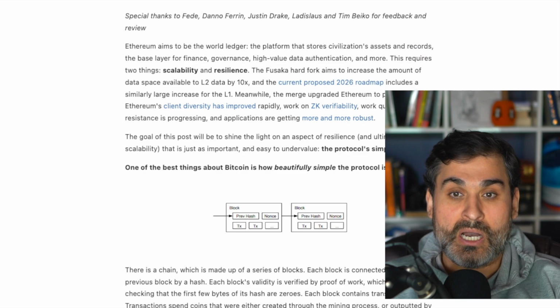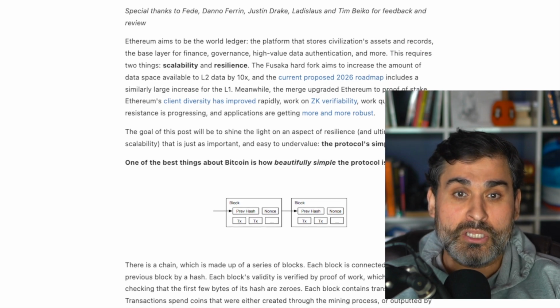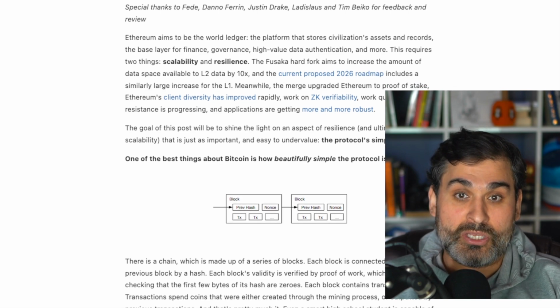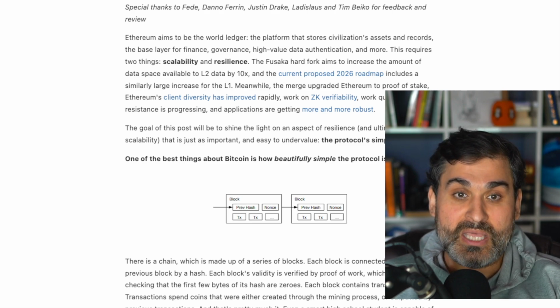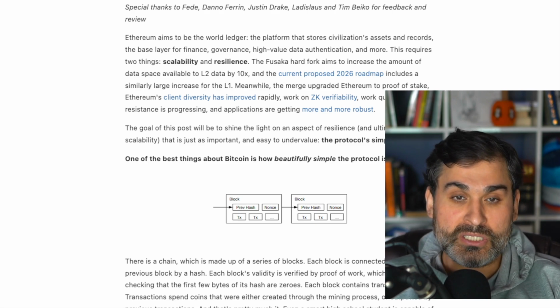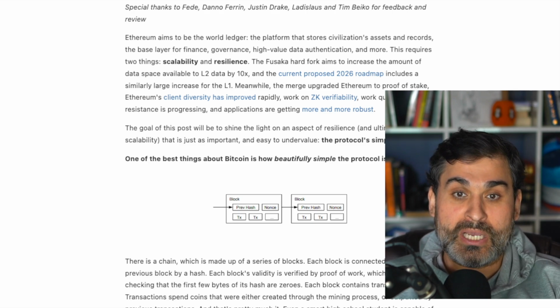The Fusaka hard fork aims to increase the amount of data space available to L2 data by 10x. And the current proposed 2026 roadmap includes a similarly large increase for the layer 1. Meanwhile, the merge upgraded Ethereum to proof of stake. Ethereum's client diversity has improved rapidly, work on ZK verifiability and quantum resistance is progressing, and applications are getting more and more robust. So he says the goal of this post is to shine light on the aspect of resilience and ultimately scalability that is just as important and easy to undervalue, and that is protocol simplicity.